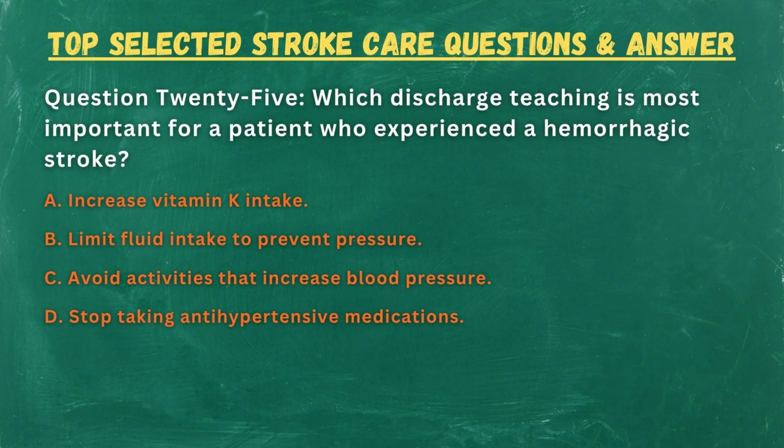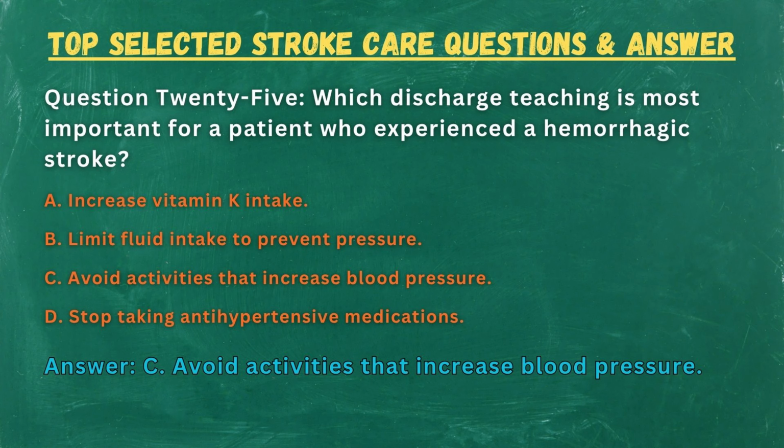Question 25. Which discharge teaching is most important for a patient who experienced a hemorrhagic stroke? A. Increase vitamin K intake. B. Limit fluid intake to prevent pressure. C. Avoid activities that increase blood pressure. D. Stop taking antihypertensive medications. Answer: C. Avoid activities that increase blood pressure.